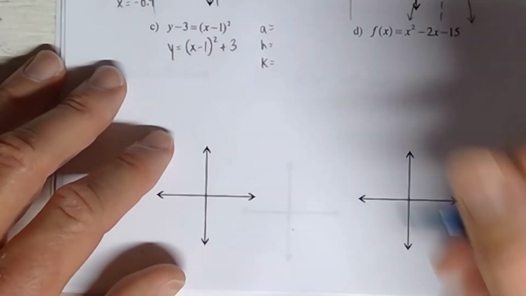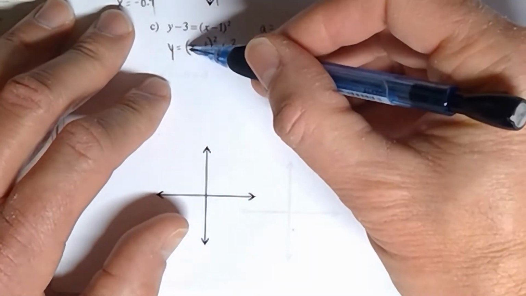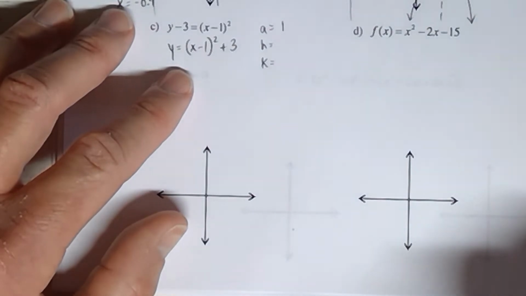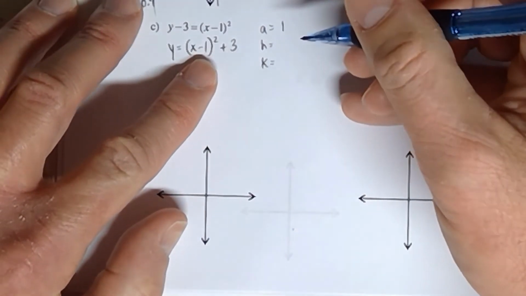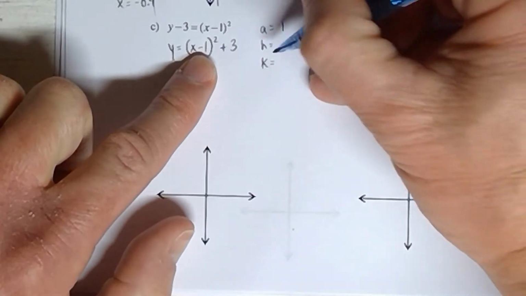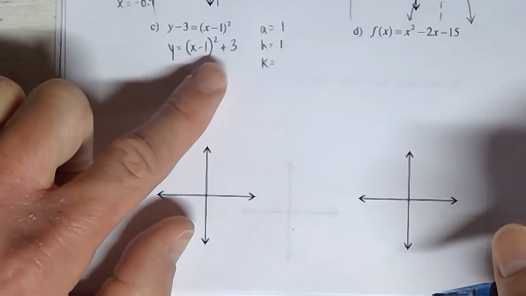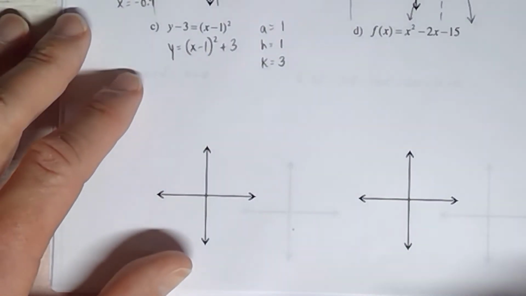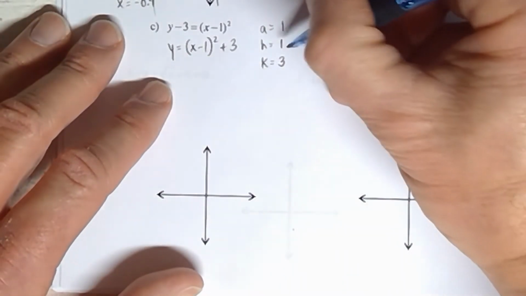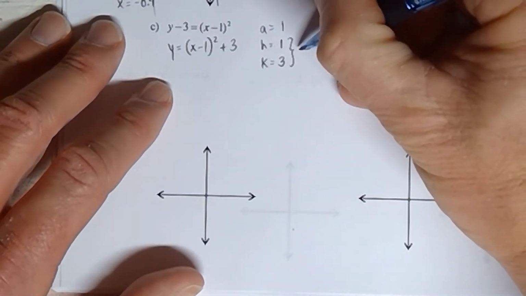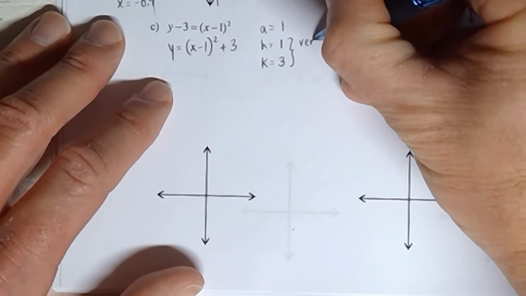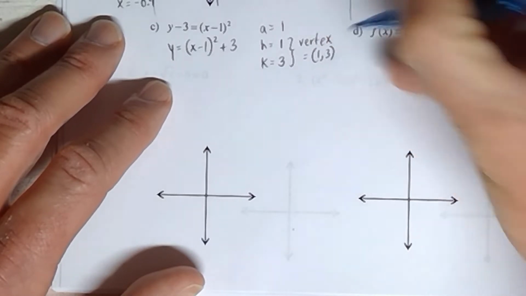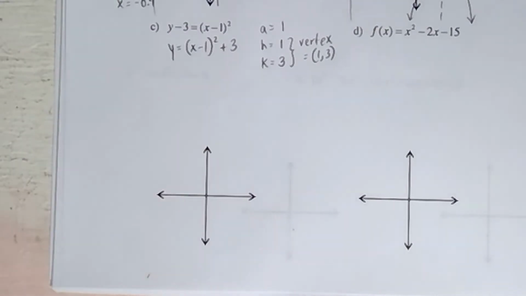Okay. And what are they? Well, since you don't have anything in front of the bracket there, that means that A is 1 again. Remember, to figure out the H, you got to change the sign inside the bracket, so that's going to be positive 1. And then for the K, you don't change the sign, so that stays as positive 3. All right. So what is the vertex? H always comes first. The vertex is 1, 3, isn't it? 1, 3.